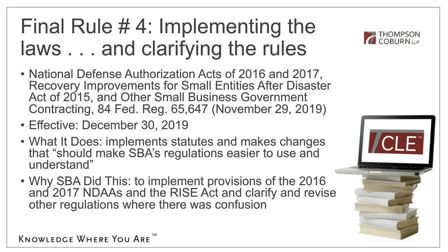The next final rule that we'll talk about is one where SBA says that they were implementing certain laws and clarifying certain regulations. Based on the title of this rule, which is that first bullet in all of these slides, the SBA identifies 3 laws that they're implementing and then says another small business government contracting, which I think would lead the casual reader or casual observer to believe that this is really just implementing some statutes, and if you had been familiar with the statutes, you wouldn't have paid much attention to this rule.